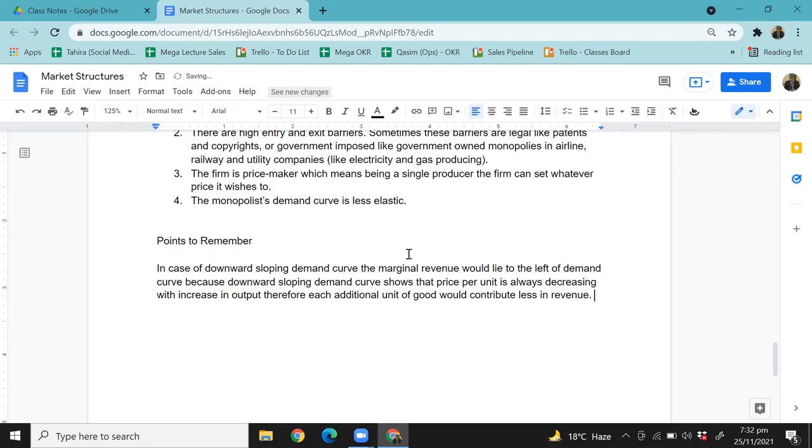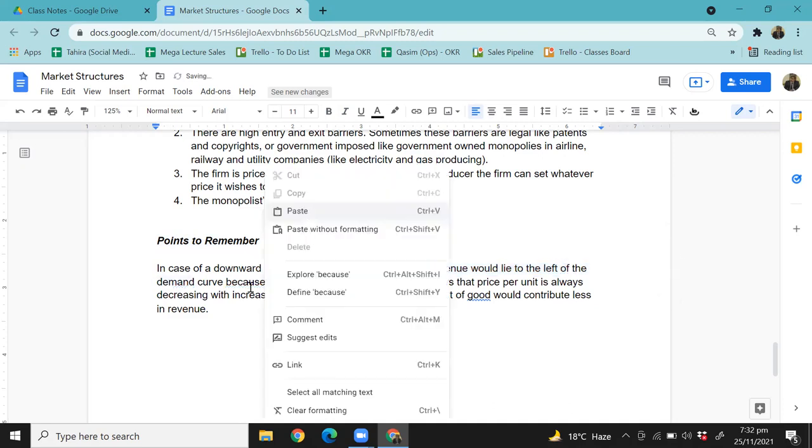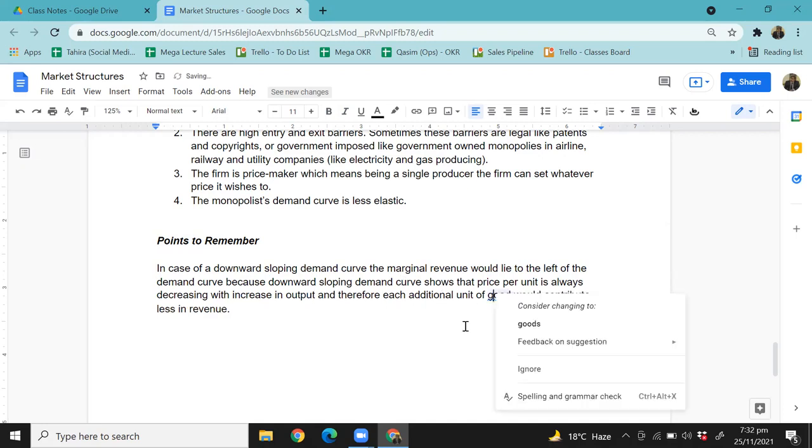Now, this is a very important point. What did I write over here? I said that in case of a downward sloping demand curve, the marginal revenue would lie to the left of the demand curve because a downward sloping demand curve shows that price per unit is always decreasing with increase in output, and therefore each additional unit of good would contribute less in revenue.